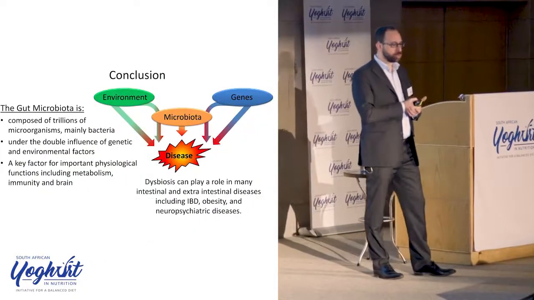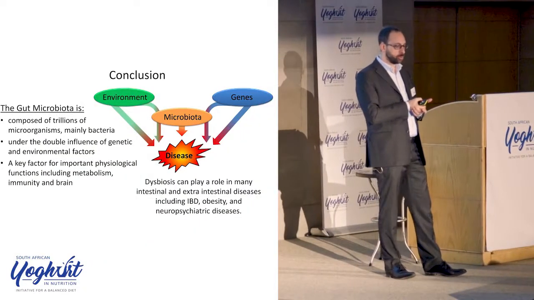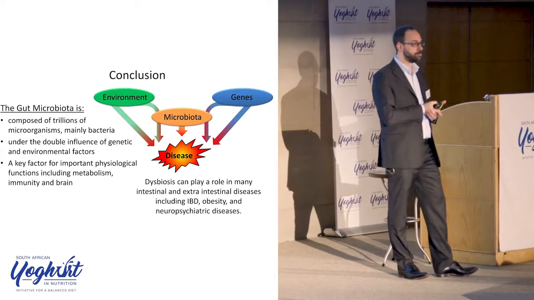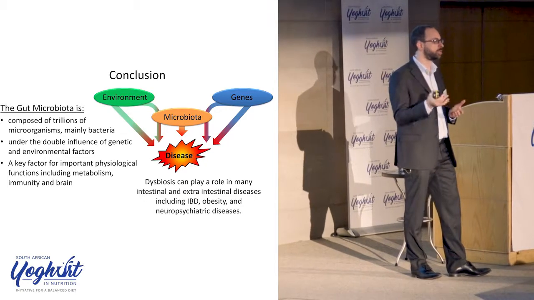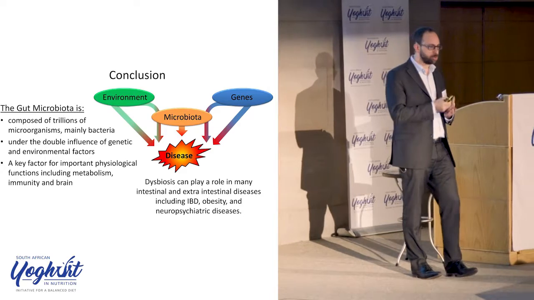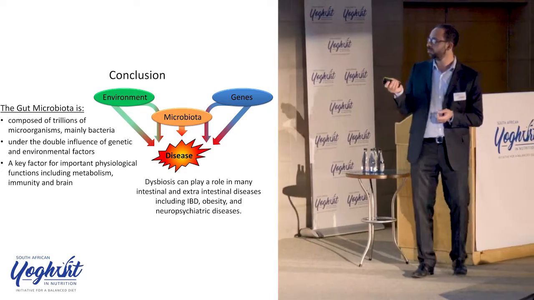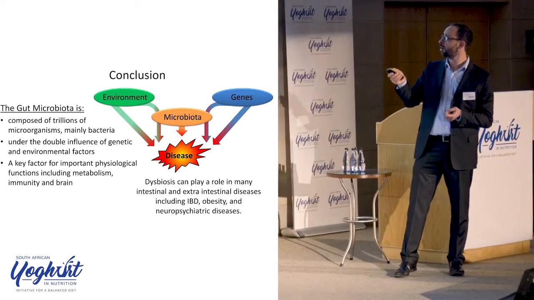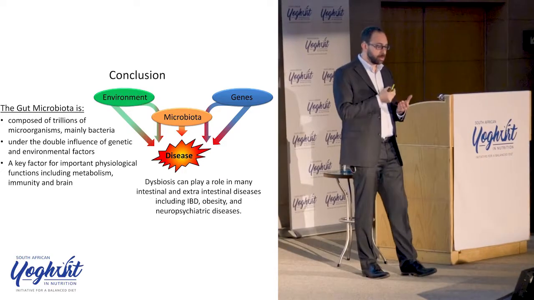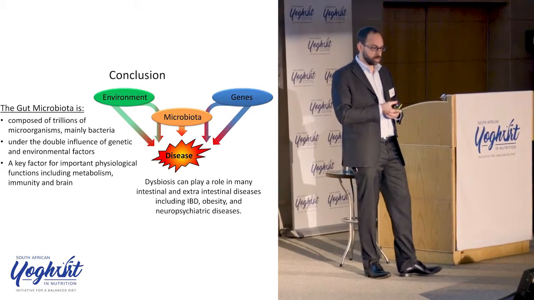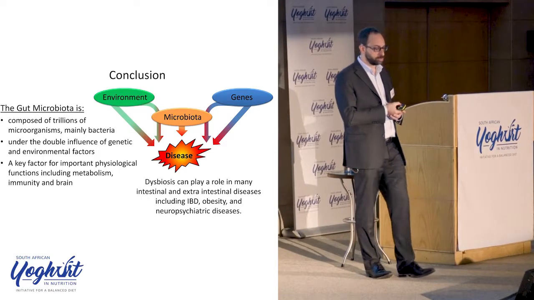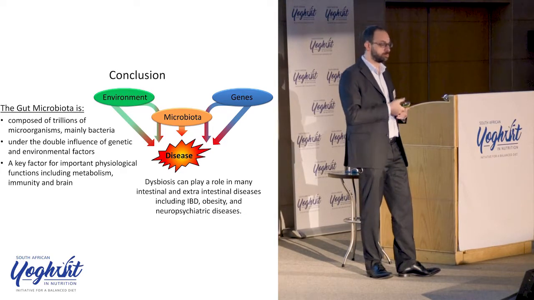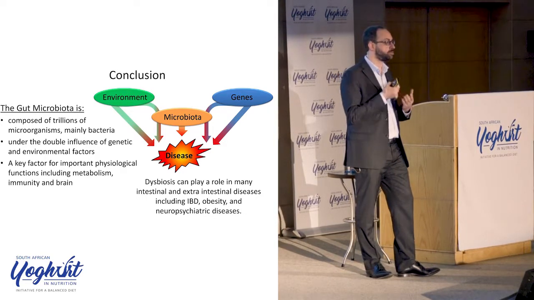So, in conclusion, a few messages. First, the gut microbiota is composed of trillions of microorganisms, mainly bacteria, but there are other organisms such as fungi. The microbiota is under the double influence of our genes and our environment. The microbiota is a key factor for very important physiological functions, including metabolism, immunity, and even brain functions.